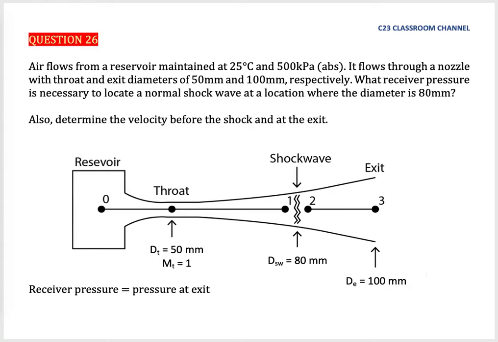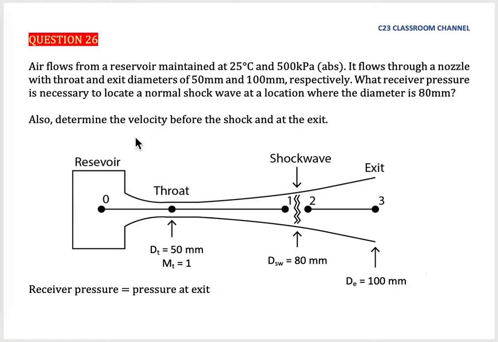Compressible flow tutorial question number 26. Air flows from a reservoir maintained at 25 degrees Celsius and 500 kilopascal absolute. It flows through a nozzle with throat and exit diameter of 50 millimeters and 100 millimeters respectively. What receiver pressure is necessary to locate a normal shock wave at a location where the diameter is 80 millimeters?